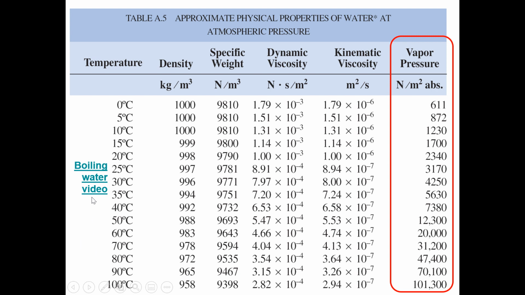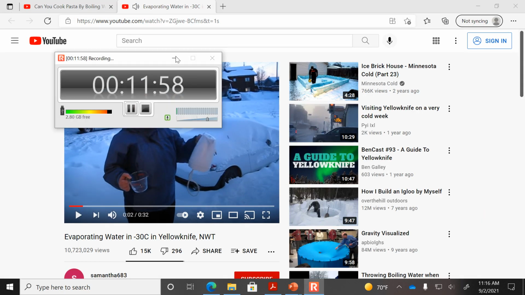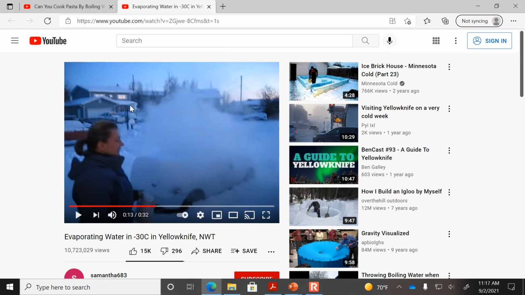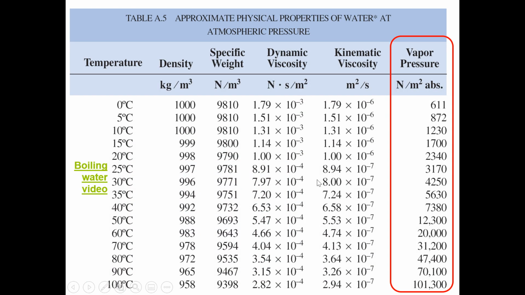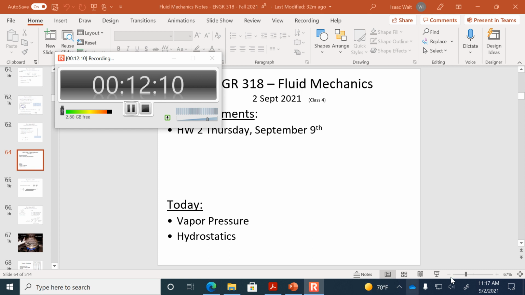Just since we're on the subject of water going into the vapor phase, let's look at one other video that's kind of interesting that shows the immediate vaporization of really hot water. It so quickly lost all of its heat that it goes into the vapor phase almost immediately. All right.